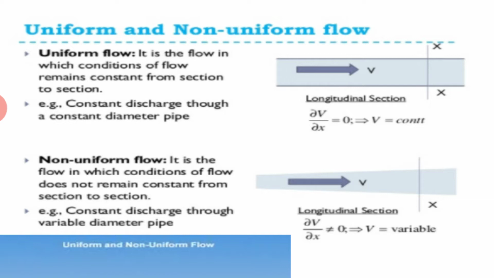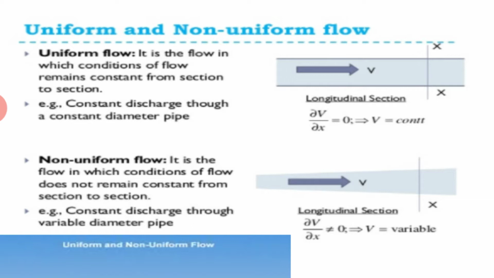So if the discharge is passing through a channel, and the channel cross section remains constant, or the depth of flow remains constant throughout the length, then the velocity will remain constant. That particular flow we call a uniform flow through a channel. Even if the diameter of the pipe remains constant, whatever the discharge is passing, it will pass with a constant velocity, and that flow is also called uniform flow.